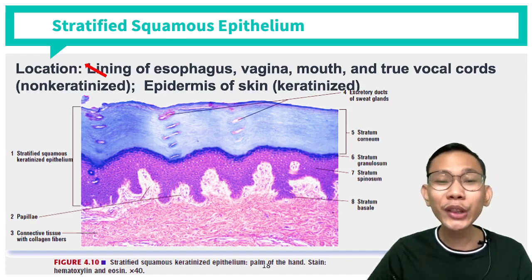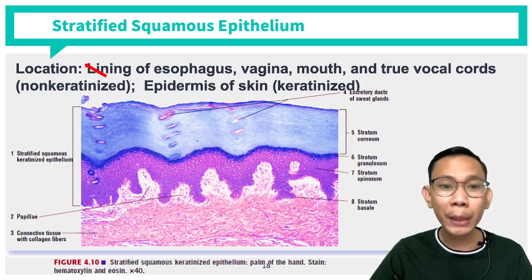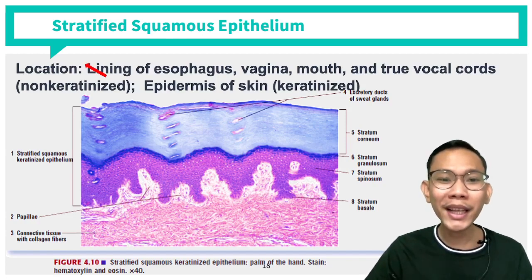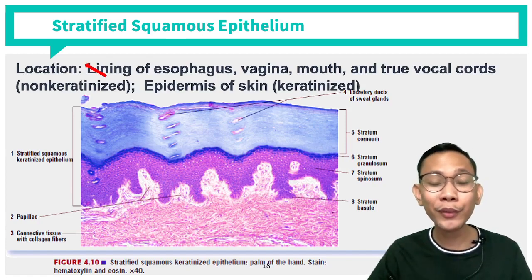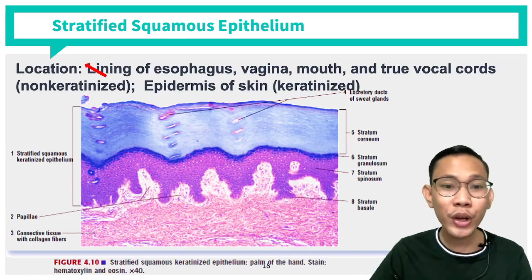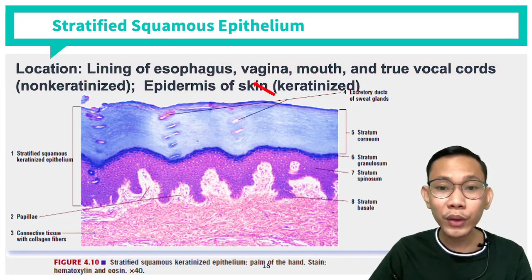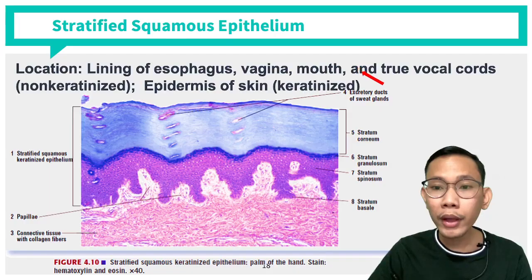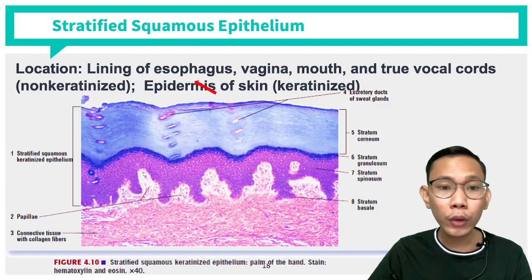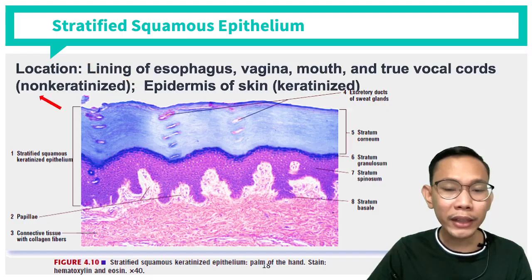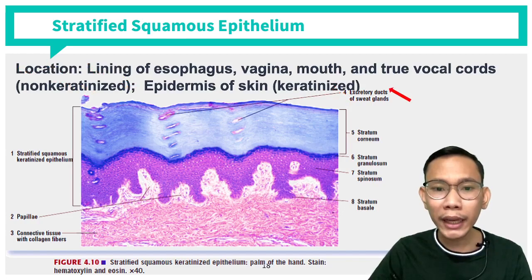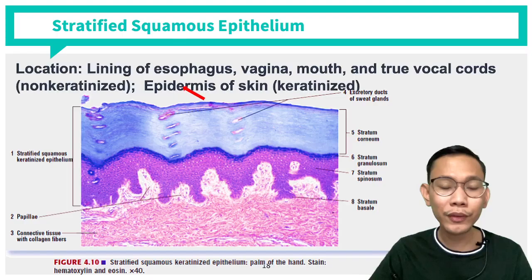Now let's proceed to the stratified type of epithelium. When we say stratified, it contains more than one layer. So we're referring to the number of layers of your cells. The location is the lining of your esophagus, vagina, mouth, and your true vocal cords. It could be non-keratinized and also could be keratinized, which is your epidermis of your skin.